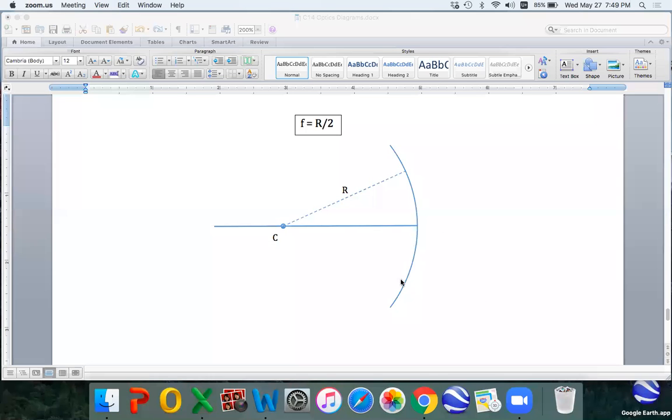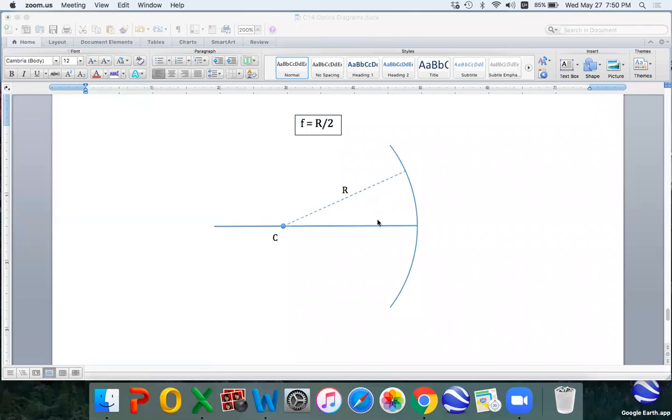Here we have a concave mirror that follows a section of a curve of a circle, not really a parabola. And they're pretty close as long as we don't go too far from the principal axis. Is it really true that the focal length is equal to the radius of this curve divided by 2?